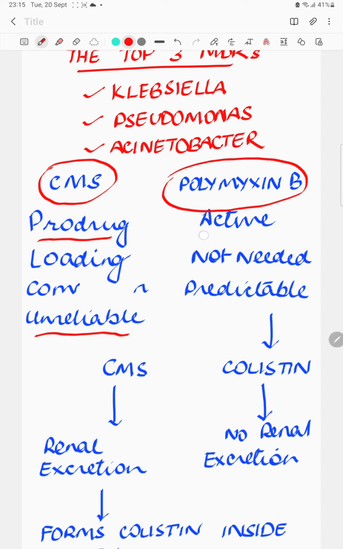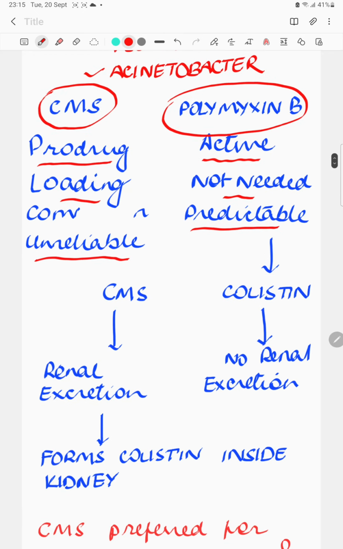Whereas polymyxin is an active ingredient, it does not require any conversion, because of which it has more predictable pharmacokinetics. We require a loading dose with CMS, whereas this is not required with polymyxin B. Colistin, the active moiety, does not have renal excretion. So when we are using polymyxin B, it does not attain good concentrations in the urine.